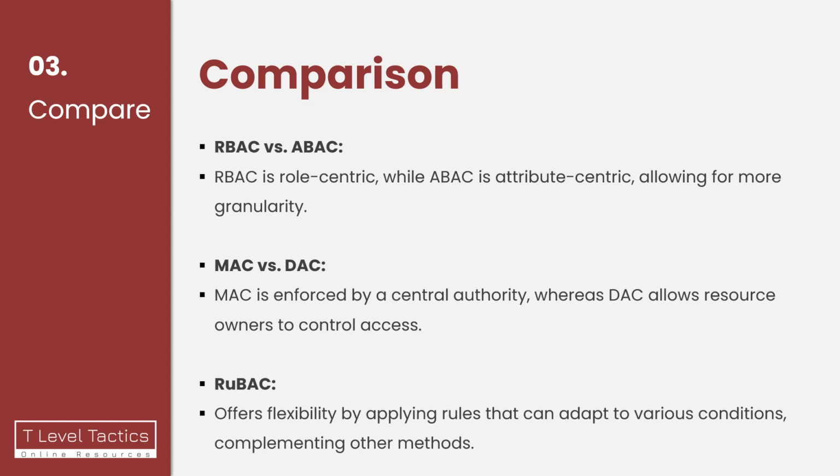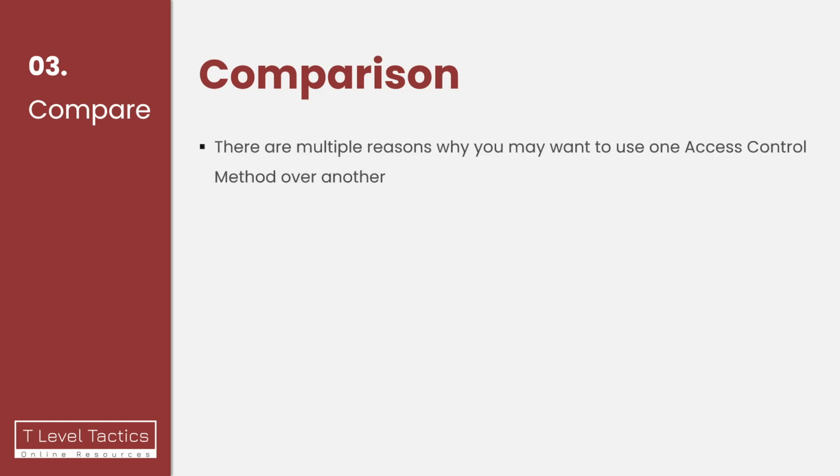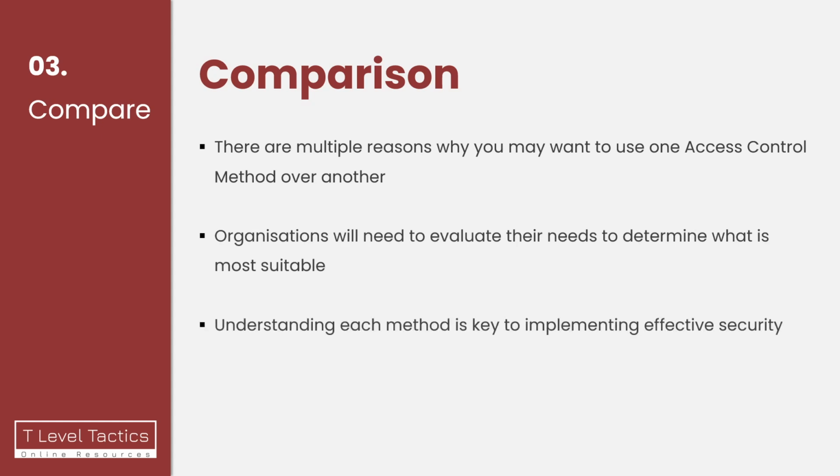Organizations can choose what kind of access control methods they want to implement, but choosing the right one is critical depending on the organization that you're working in. There are multiple reasons why you may want to use one access control method over another, and organizations will need to evaluate their needs to determine what is most suitable for them. Understanding each method is key to implementing effective security on computer systems and networks.